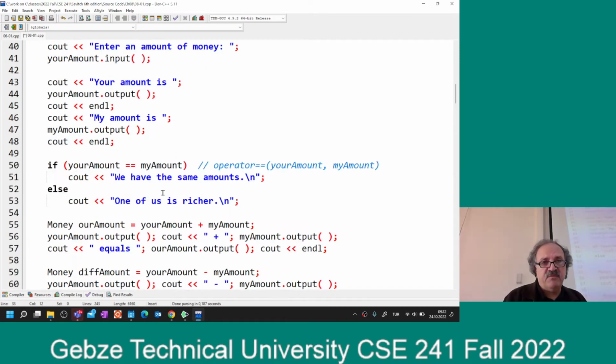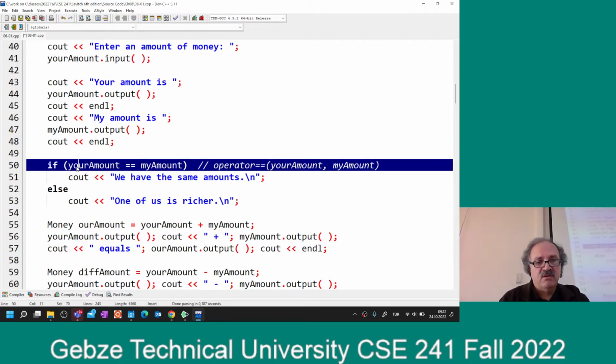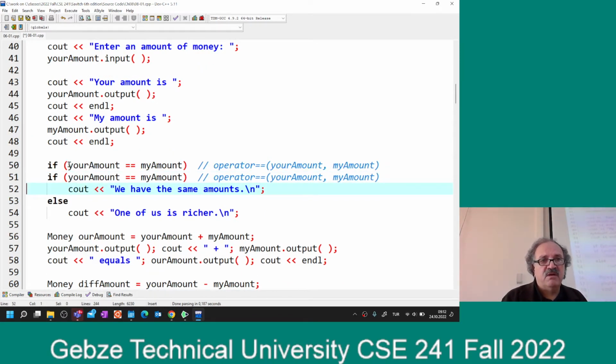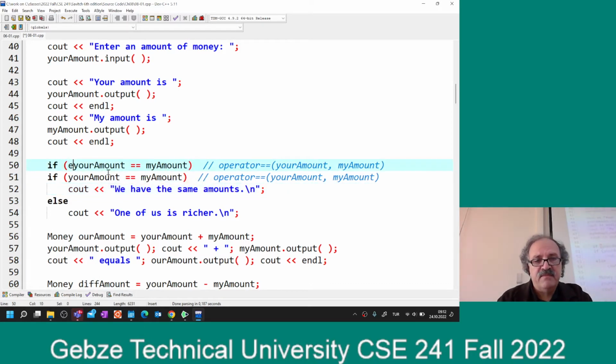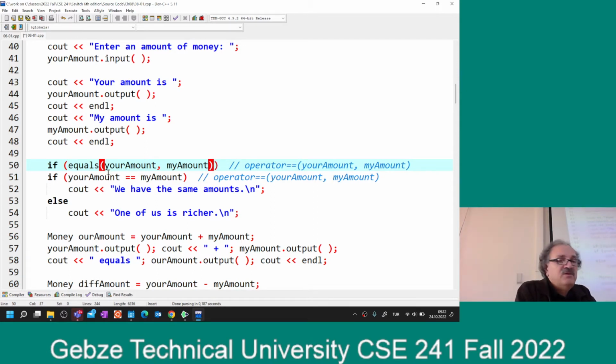And instead of making this call, I am going to do this: equals, your amount, comma, my amount. So it is exactly the same thing. The operators are actually what we call syntactic sugar. We don't need any operators in our programming languages at all. Instead of the operators, we can use our regular function calls.